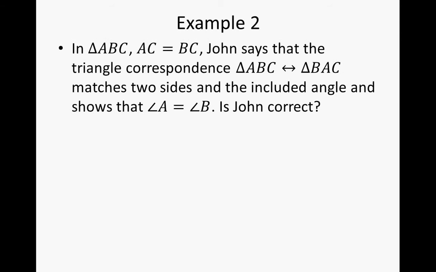Alright, example 2. In triangle ABC, AC is equal to BC. John says that the triangle correspondence, triangle ABC corresponds with triangle BAC, matches two sides and the included angle, and shows that angle A is equal to angle B. Is John correct?